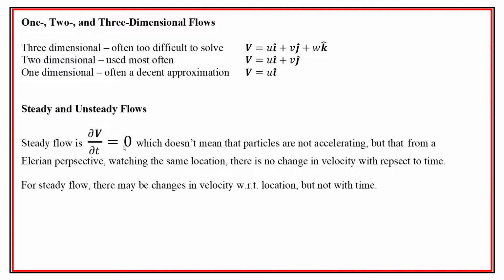If that equals 0, then we're going to call that a steady flow. That doesn't mean there's no acceleration. We'll see that soon. This is the partial derivative with respect to time, because velocity can change with respect to position, and location, that is. And so we can actually have acceleration even though we're under the steady flow.